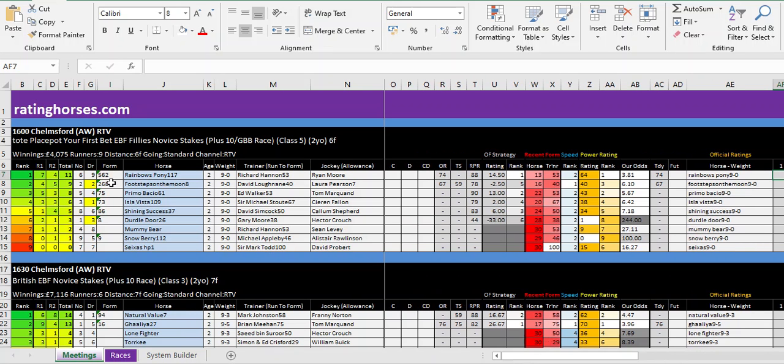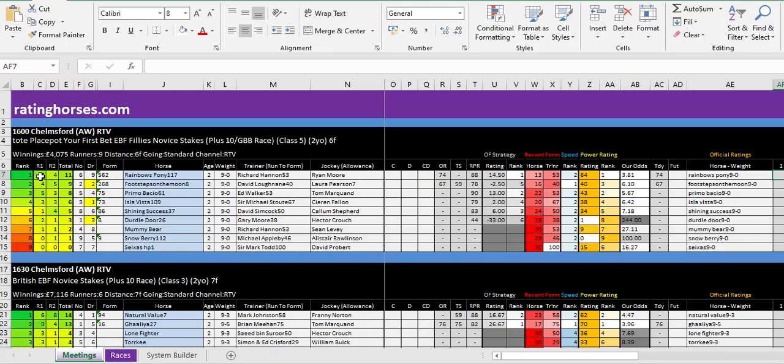Now, of course, the black bar obviously tells you the time and course. Chelmsford, 4 o'clock Chelmsford, AW stands for all weather. RTV is Irish Racing Channel, which is where you can view it. The name of the race, Novice Stakes, Class 5 for 2-year-olds over 6 furlongs. Winnings are just over £4,000. Number of runners 9. Distance 6 furlongs, going standard. And again, a reminder there, channel to watch the races, RTV.